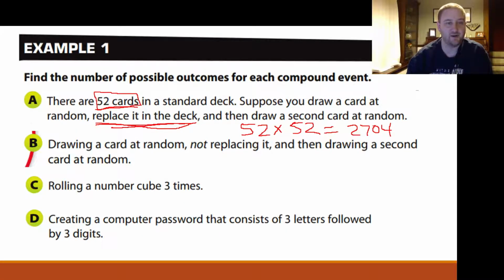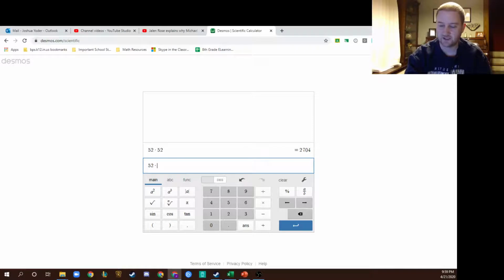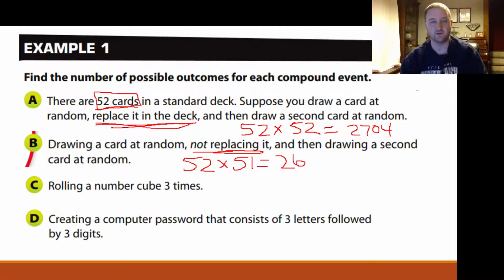All right, part B, drawing a card at random and then not replacing it, and then drawing a second card at random. So here, our first draw, how many cards are there? There's 52 in the deck, right? So 52, but now we don't put it back. How many cards are left? Now there's only 51 cards, right? So we want 52 times 51 now. So we're going to take 52 times 51, and that gets us 2,652 possible outcomes. So there's a few less outcomes than part A. So now there's slightly fewer total possible outcomes.